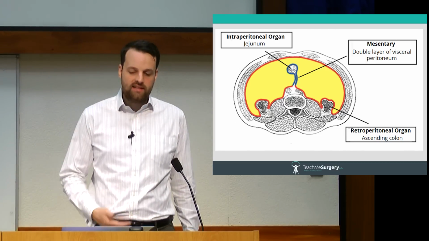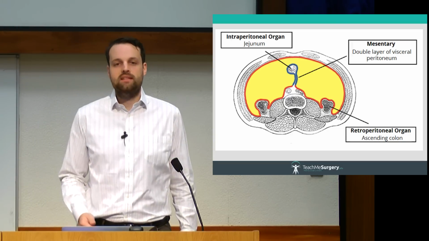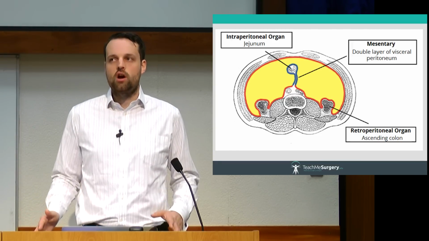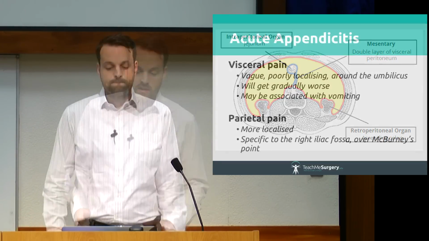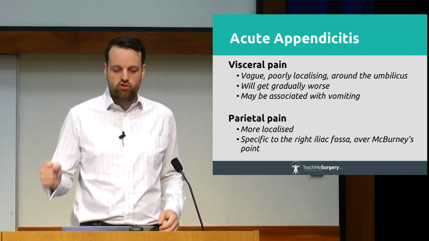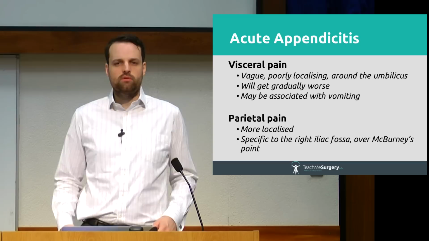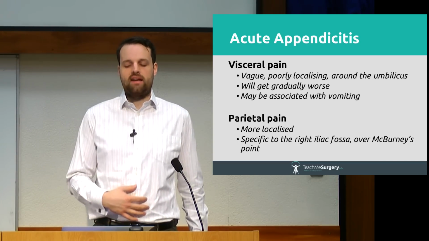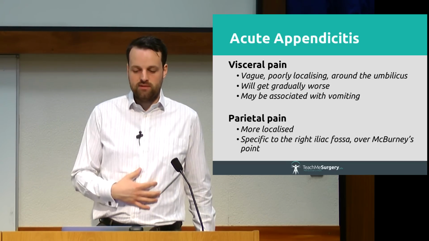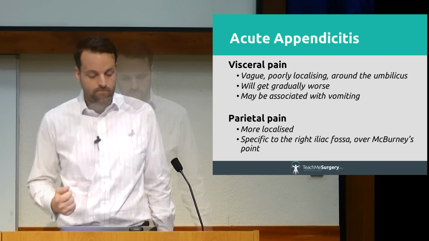So to tie all that together, and before moving on to the clinical aspects of this topic, the best way to understand what we've talked about so far is to look at the classic textbook definition of acute appendicitis. The appendix is a midgut structure, and due to distension, obstruction or spasm in the early stages of the disease process, the patient will feel a vague achy pain around their umbilicus. It will gradually get worse and it might be associated with vomiting. This is the visceral pain of acute appendicitis.